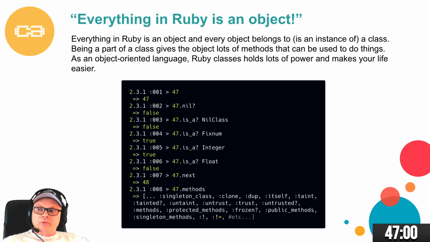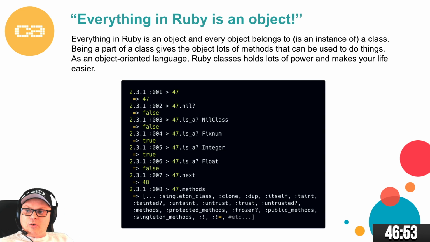Because being a part of a class gives an object a lot of attributes or methods that can be used to do things with that particular object. And as an object-oriented language, the classes that we use in Ruby hold a lot of power and make your life easier. And if we look at this example, and this might be a little outdated because things have changed since we created the screenshot, we have the number 47, right? And that's the first line, 47.